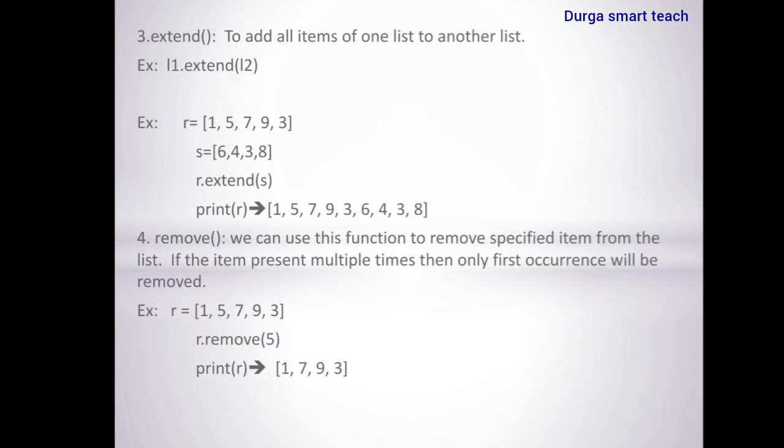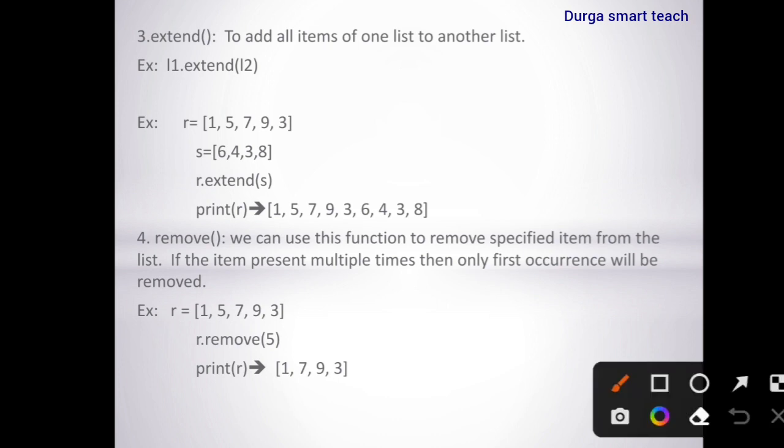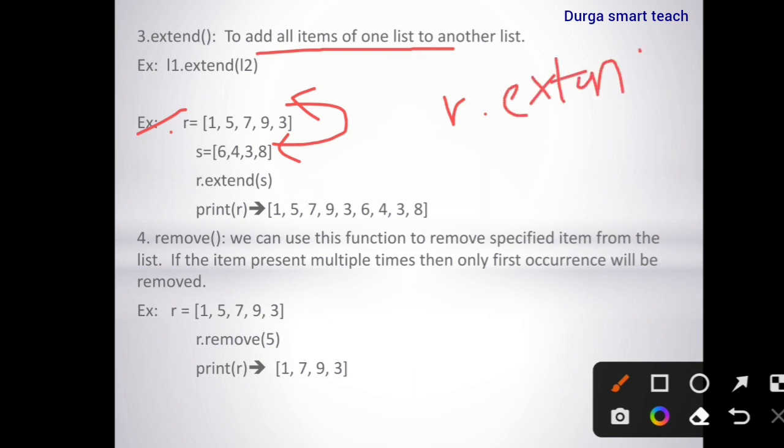Next method is extend. The extend method is used to add all elements of one list to another list. Suppose the list contains 1, 5, 7, 9, 3, and another list contains 6, 4, 3, 8. If you want to combine these two lists, you can use r, the first list name, dot extend. So we are extending r with the second list. After printing the r value, 1 5 7 9 3 6 4 3 8, this is the output. So by using the extend method, you can add all elements of one list to another list.